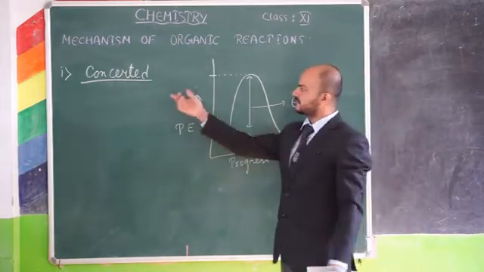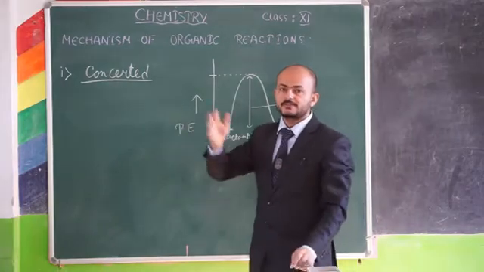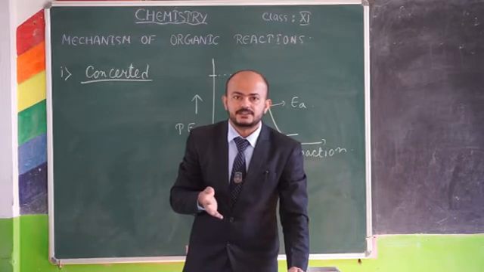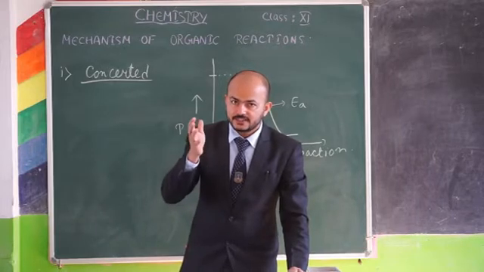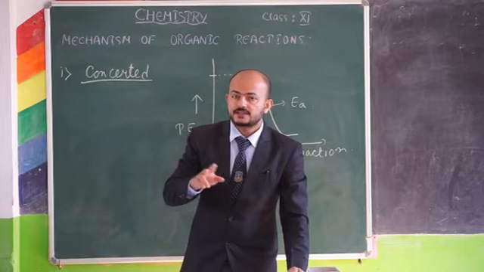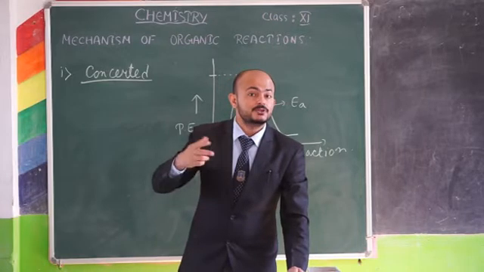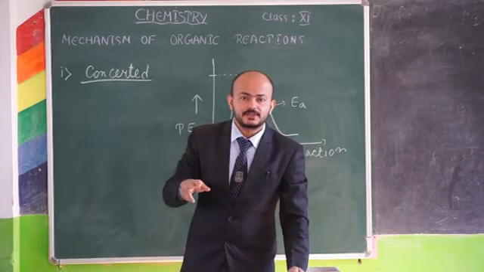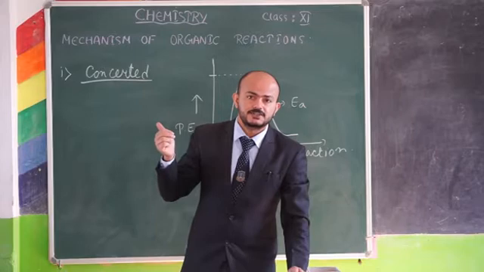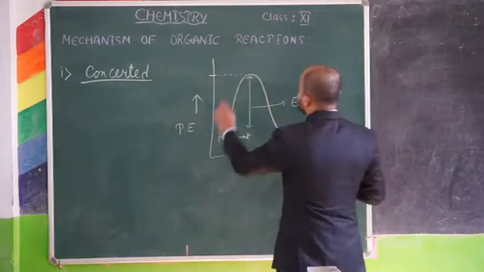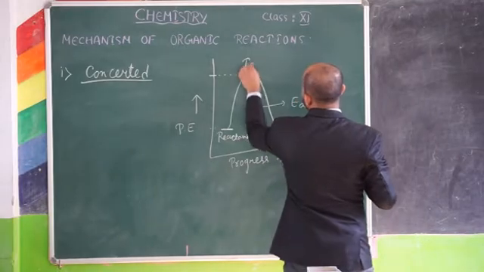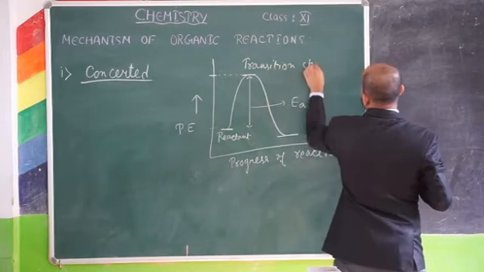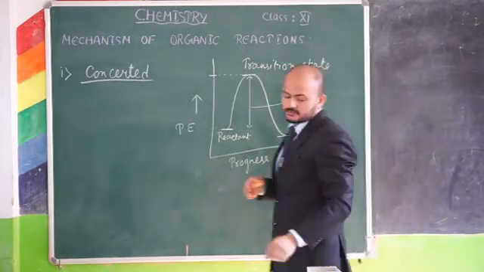In the case of concerted mechanism, the making and breaking of the bond takes place simultaneously. What happens in concerted mechanism? The making of the new bond and the breaking of the old bonds take place at the same time. Therefore, it is known as concerted mechanism, and it has only this state, which is known as the transition state.